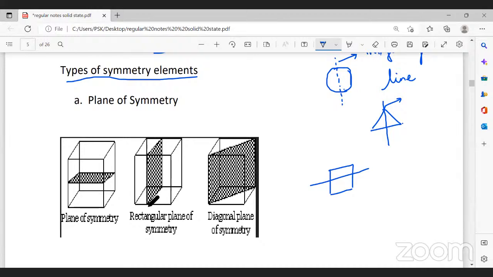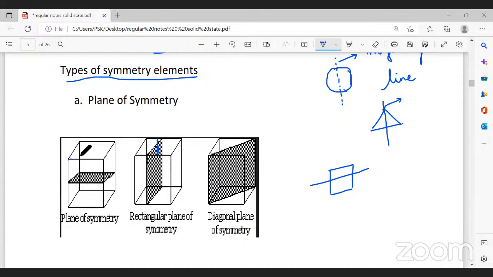Likewise, observe this cube. This cube is divided here, not from the center, from top to bottom like this. This division which divides the cube into 2 equal halves will be called a rectangular plane of symmetry. Likewise, we have a diagonal plane of symmetry, from one corner to the other corner, from this corner to the other corner.